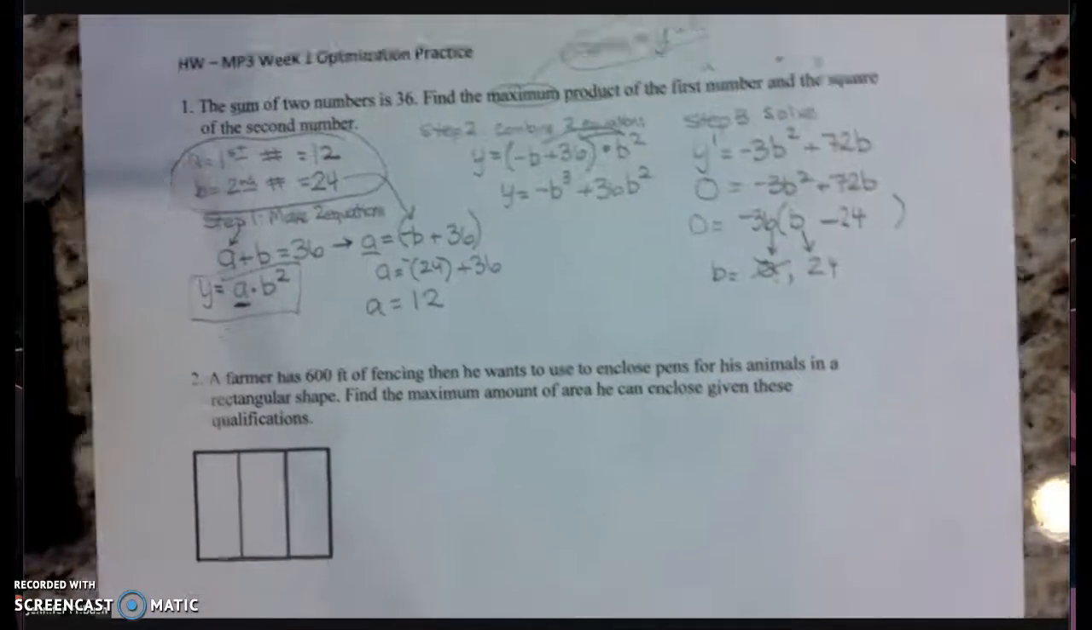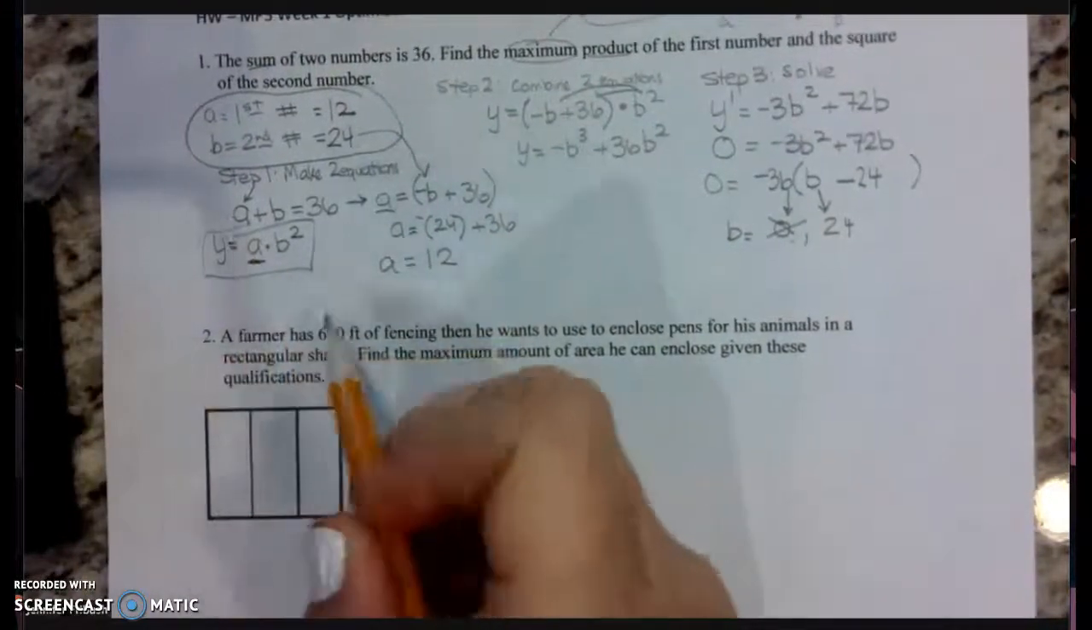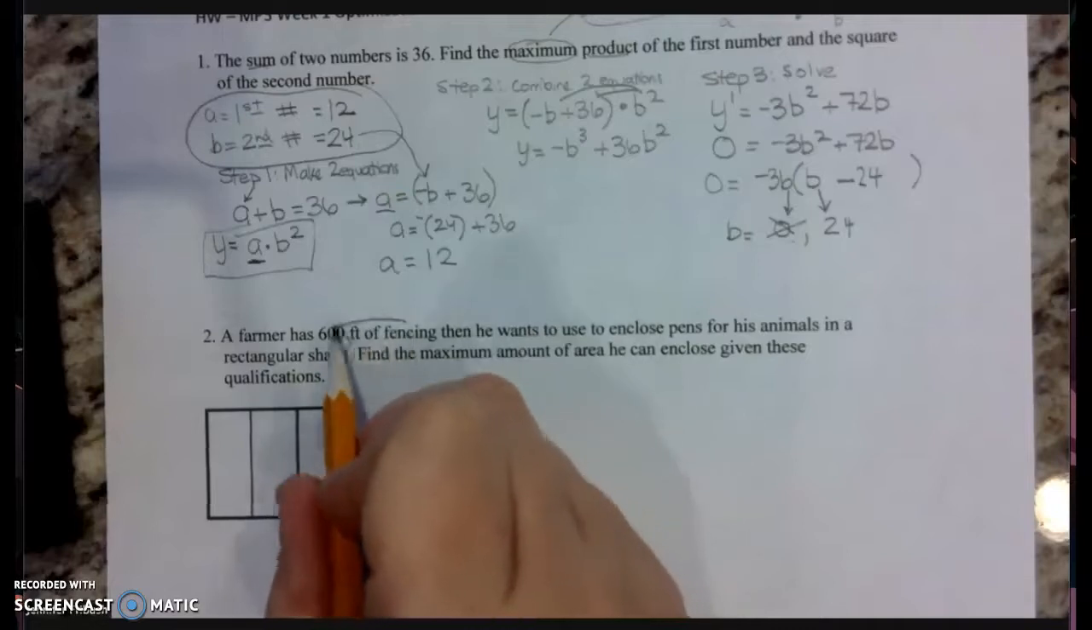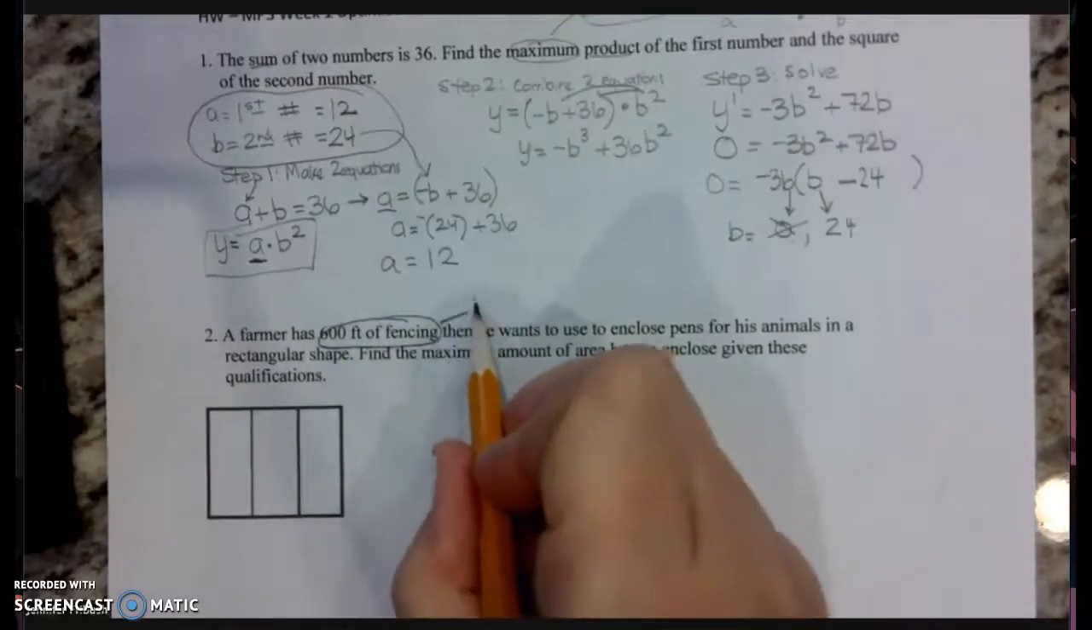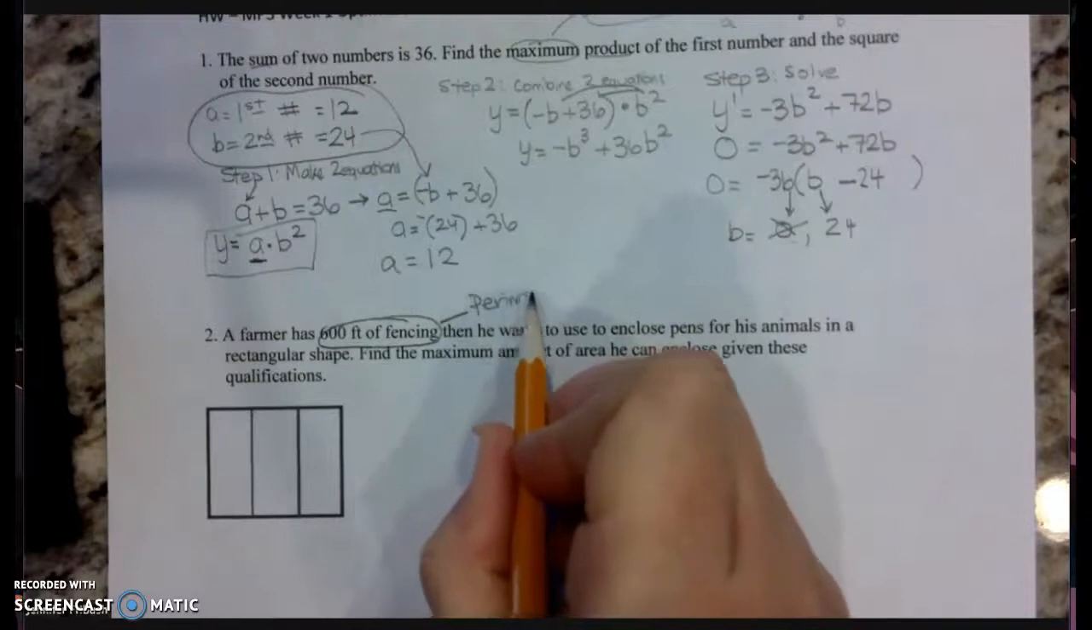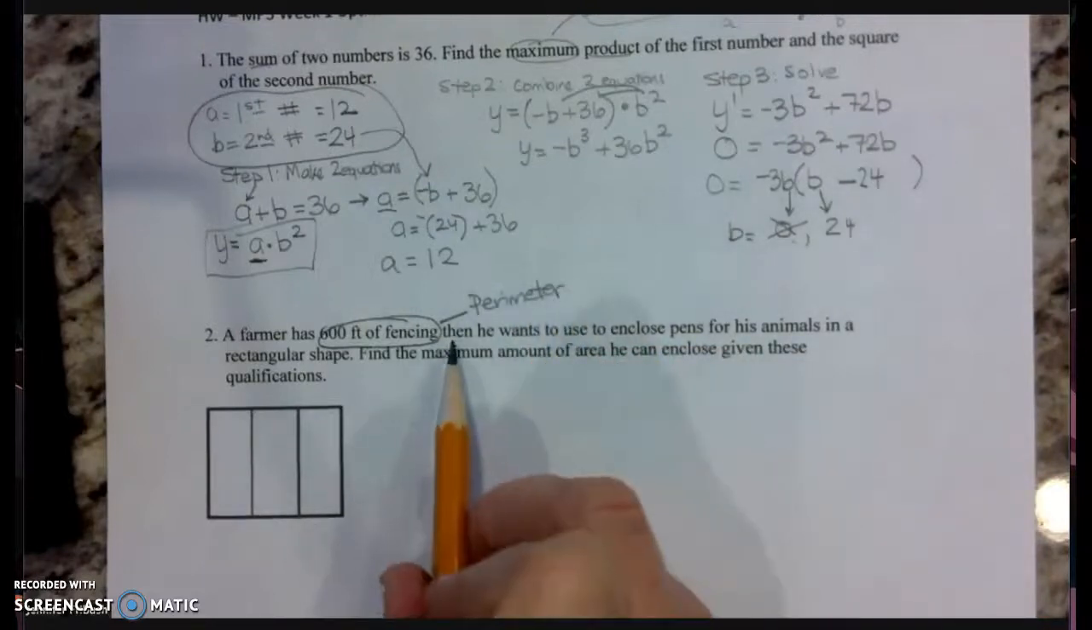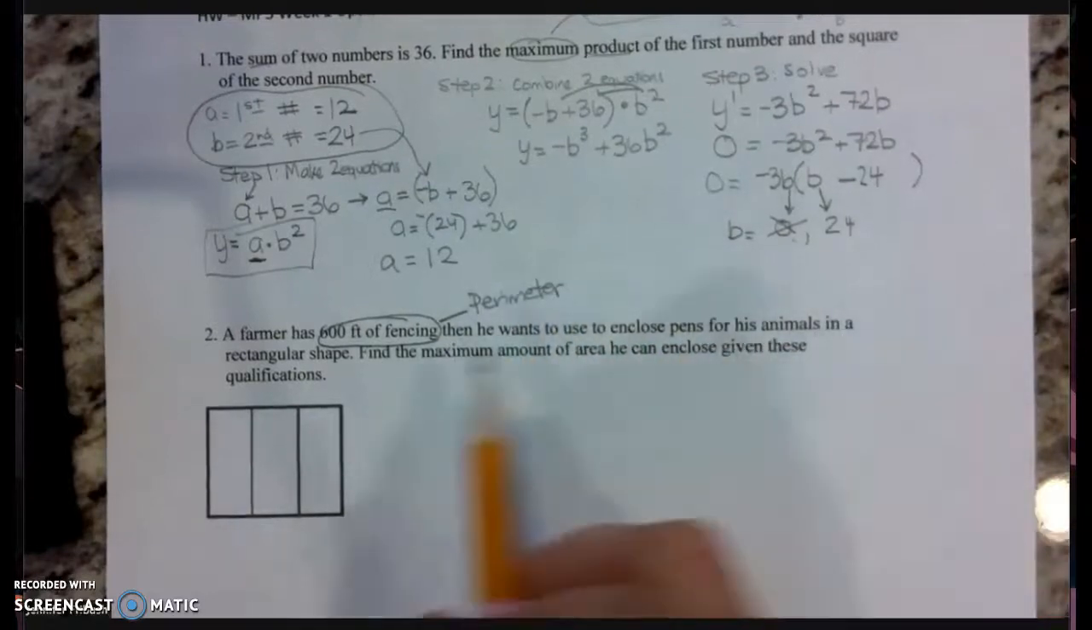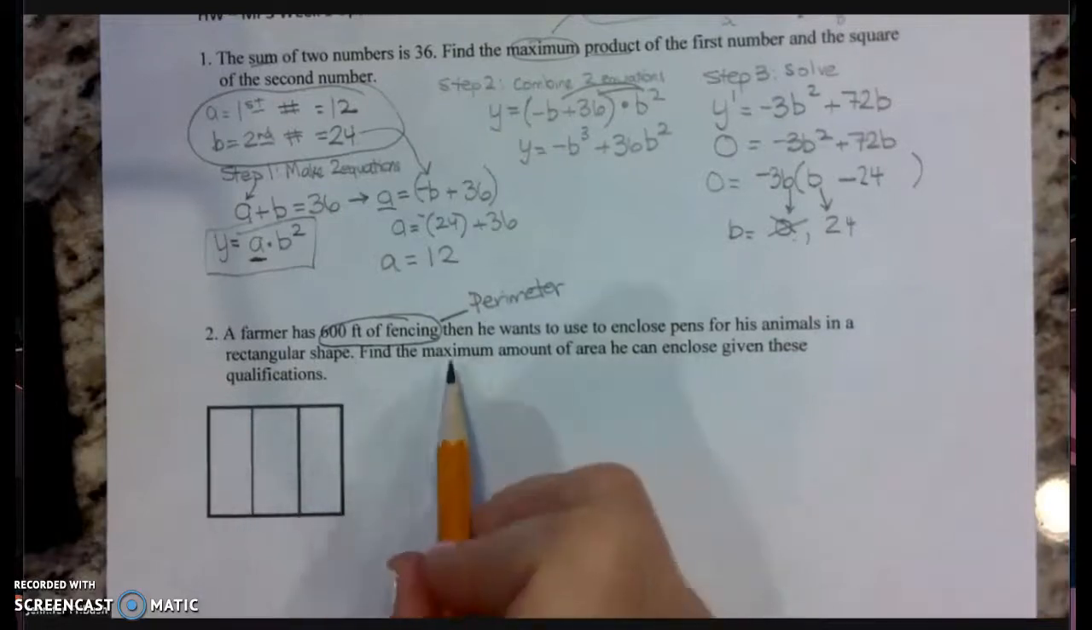All right, let's do the area one. A farmer has 600 feet of fencing. That's important. That is perimeter. Perimeter is the fencing. It's the framing. It's the around. And he wants to enclose pens for his animals in a rectangular shape.